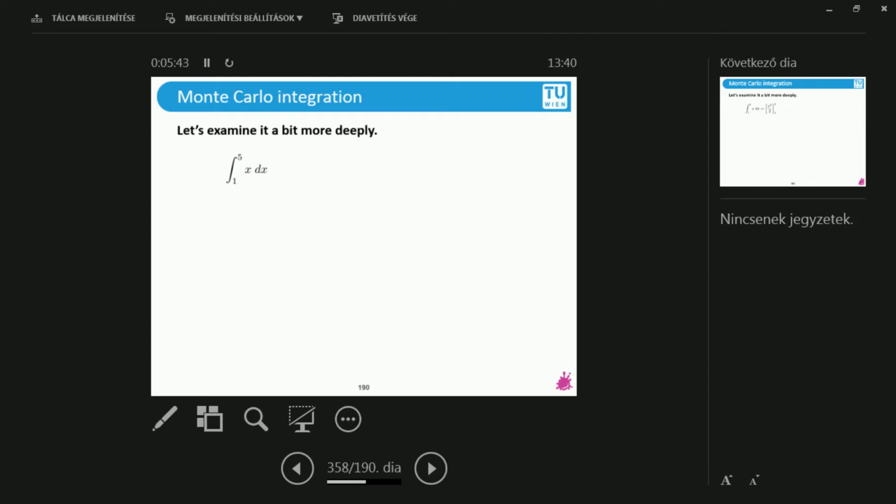So let's integrate this unbelievably difficult function, f of x equals x, from 1 to 5. Obviously this is x squared over 2, and the brackets show you that we have to substitute this from 1 to 5. What we get in the end is 12.